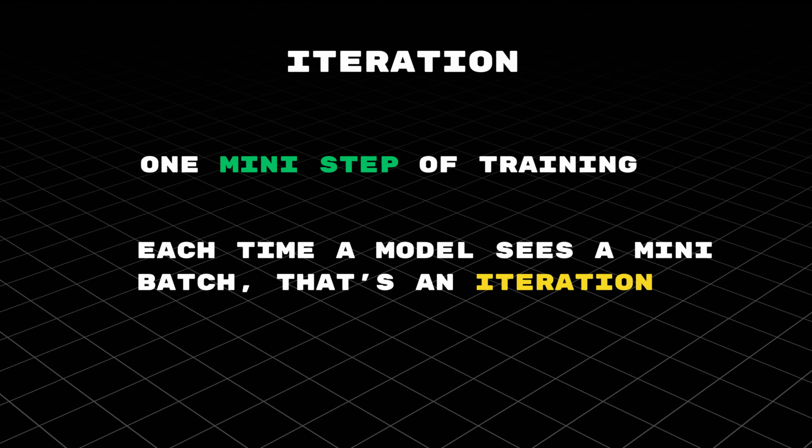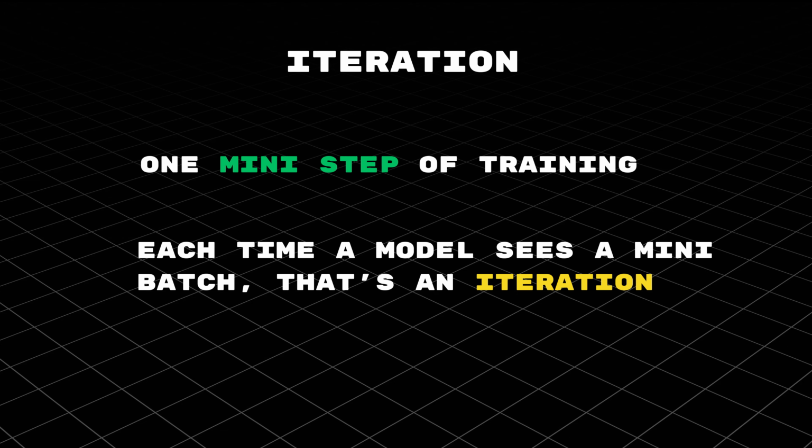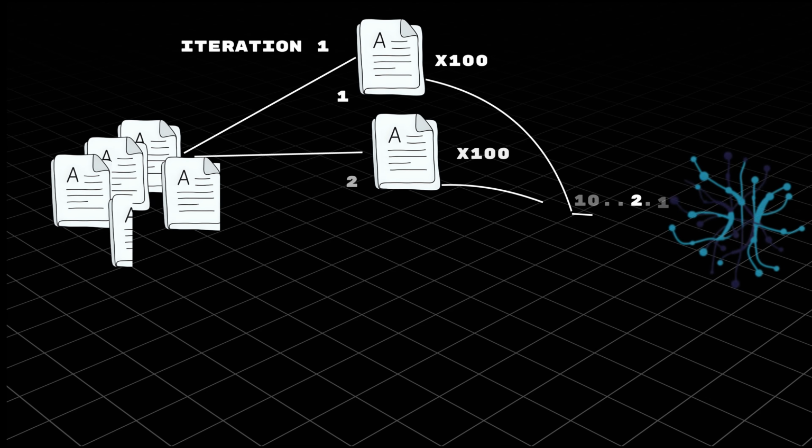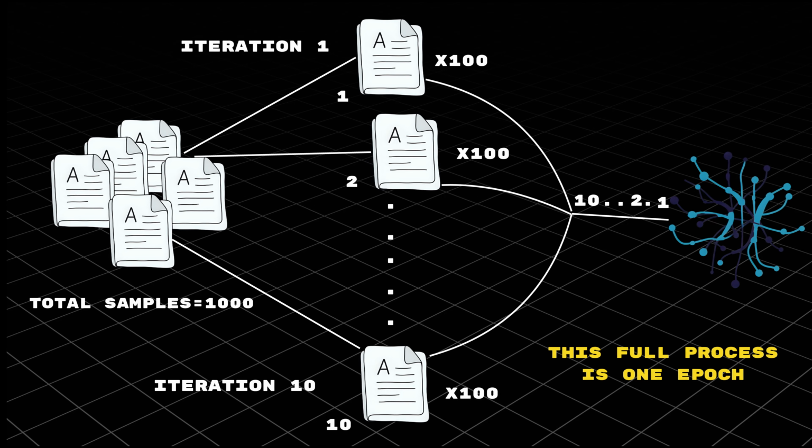An iteration is one mini step of training. Each time the model sees a mini batch, that's an iteration. If you have 1000 samples and batch size 100, you get 10 iterations per epoch.